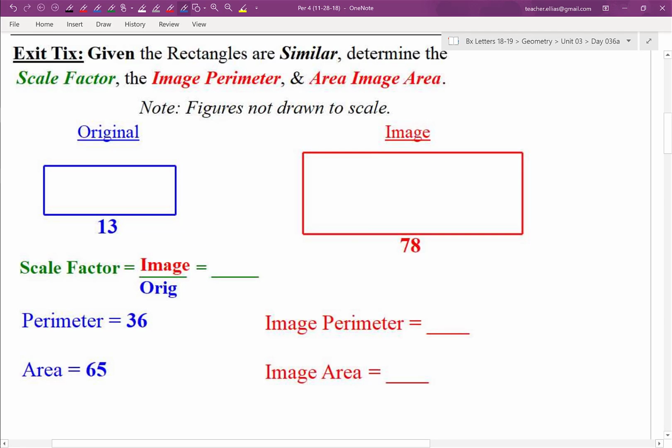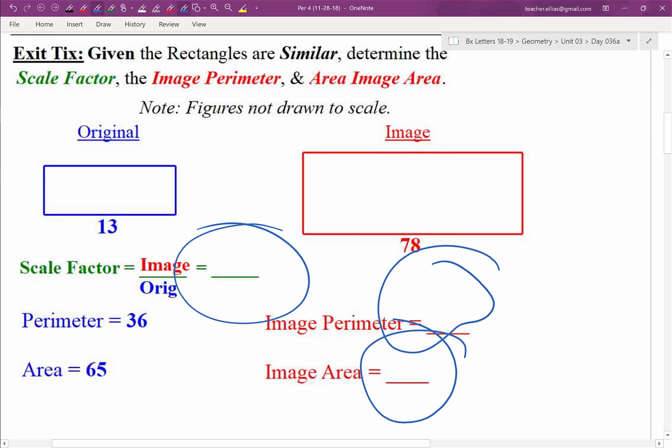The exit ticket was at the bottom of your launch. So if you want to see it on your own, it's right there. But if you need to look at the board, it's up here. I want your answers: the scale factor, the image perimeter, and the image area. I want them on an index card. If you've already done it, then you just got to copy it over. That's all. So what do you notice about these? If you don't have a calculator. Are they wrong?